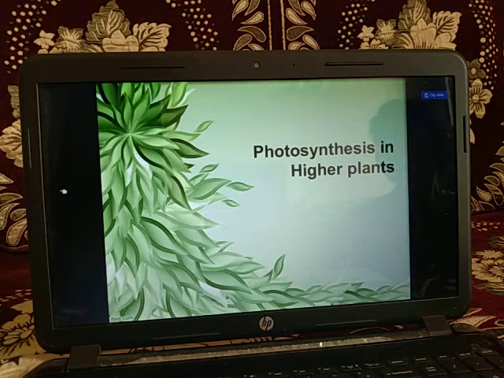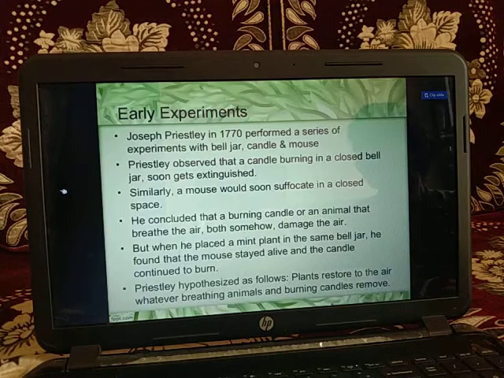Now let's see the history of the early experiments. In 1727, Stephen Hales recognized the importance of sunlight, air and green leaves for nourishment of the plants.